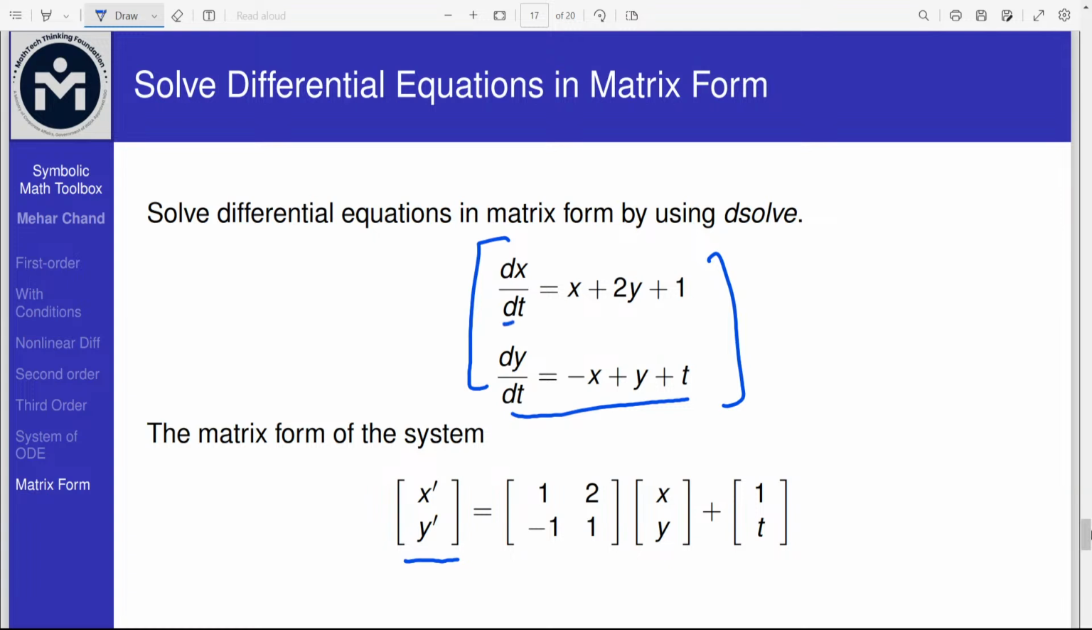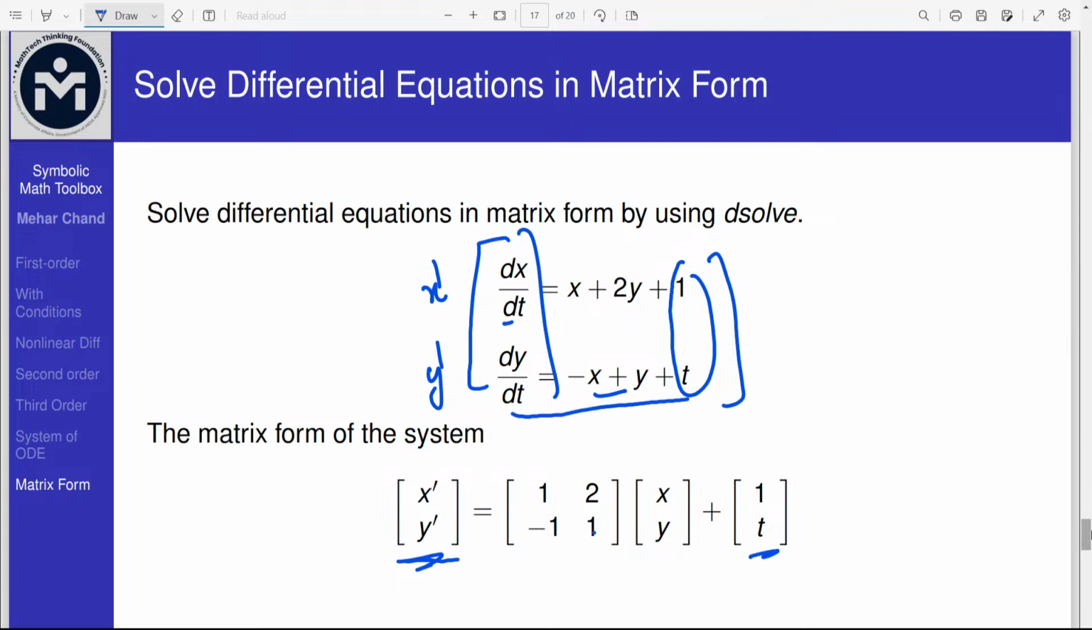So dx/dt is x dash, and dy/dt is y dash. So x dash and y dash on the left hand side can be written in this form, and on the right hand side we can write 1, 2, minus 1 and 1. These are the coefficients of x and y, and these two terms we will insert in this form, 1 upon t. So we simply converted the above system of equations into the form of a matrix.